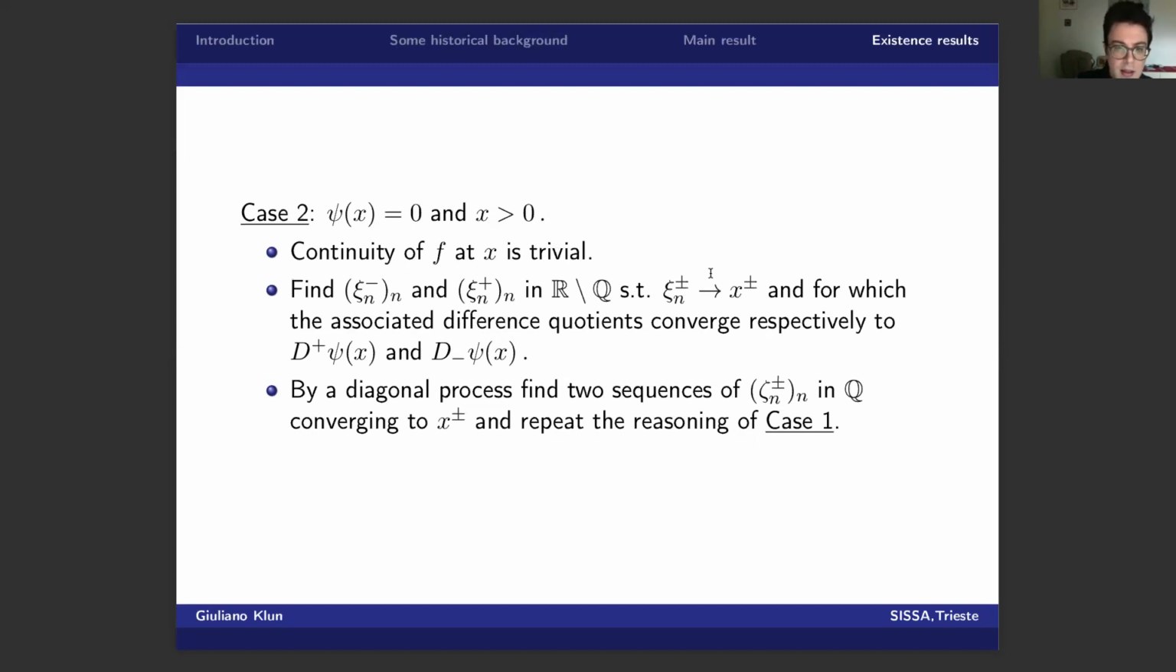But if x is rational, then by a diagonal process, we can find two sequences of rational numbers converging to x from the right and from the left, carefully chosen between the right and the left approximants xn minus and xn plus that are irrational, for which we make exactly the same reasoning as above, the case 1, and we obtain the same result, that also in these points, the upper right derivative is 2 times the upper right derivative of psi, and the same for the lower left derivative.